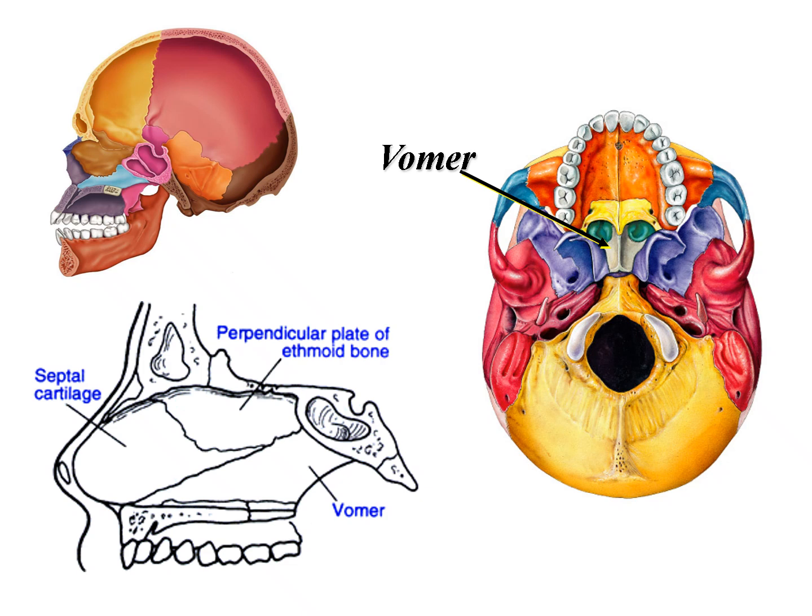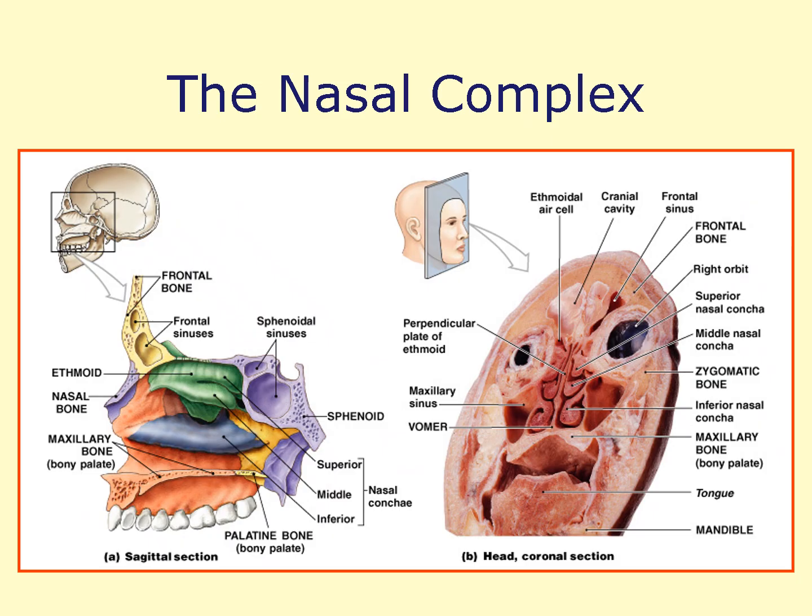A deviated septum results when the bone and septal cartilage get separated such that the nasal septum is deflected towards one side or the other. Makes for loud snoring.